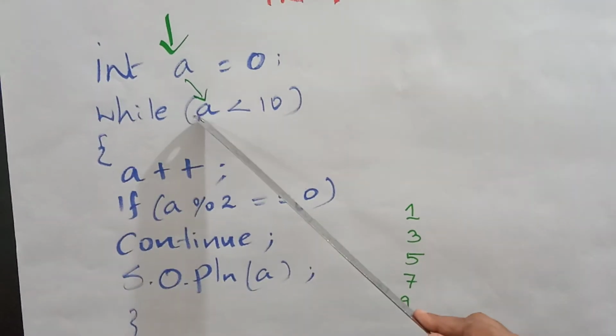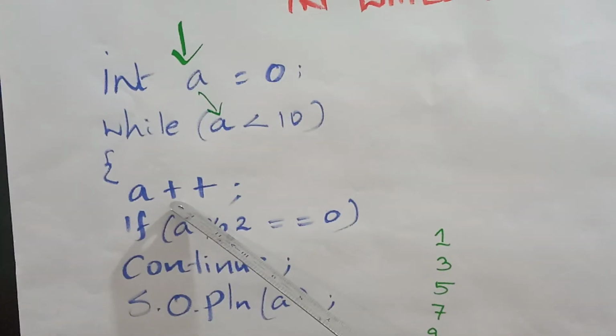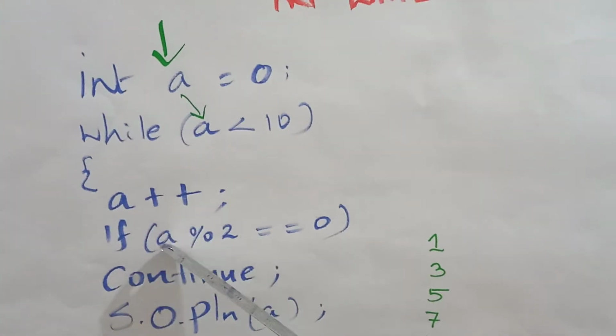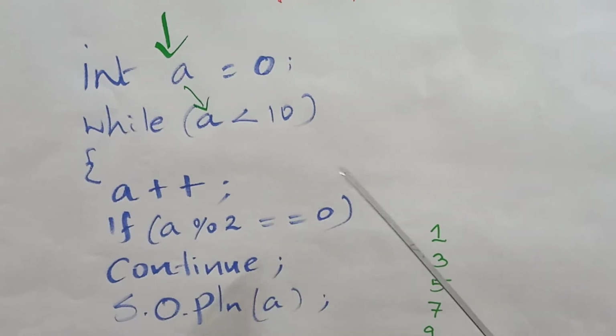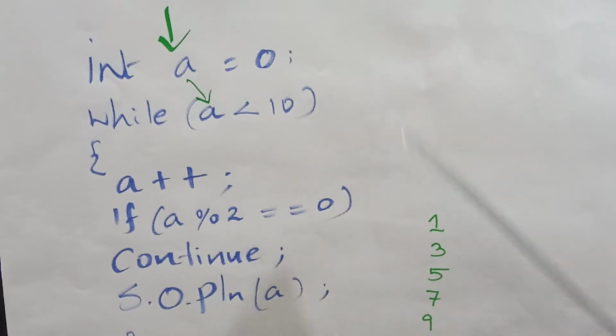Now see, a is now 0. 0 less than 10. Correct. Now the updation is here. Now a is 1. 1 mod 2 equal to 0? It will be continue. Then it will not skip from the loop. It will continue and it will come.